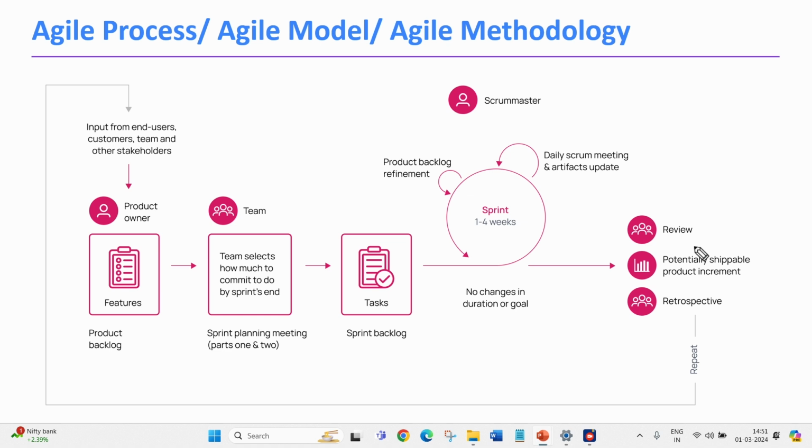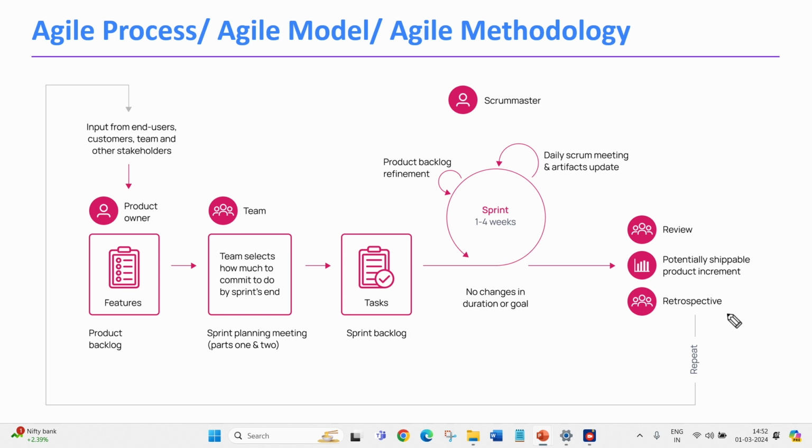At end of the sprint, reviews are done by product owner. So we have to showcase the work, what we have produced during the sprint, means what we have developed throughout the sprint, whatever the features we have developed and tested, those we have to showcase to the product owner or we have to give demo to the product owner. Next is a potentially shippable product increment. This means the stories or the features which we have completed and tested and that can be delivered to the client at any point of time.